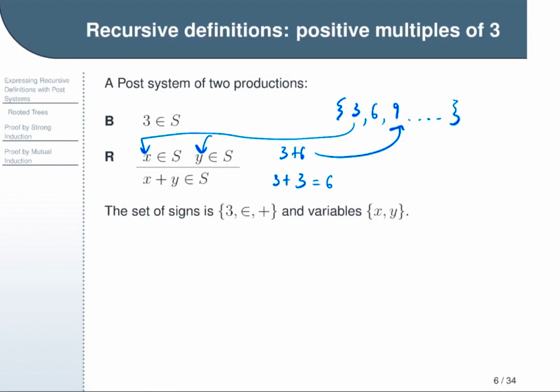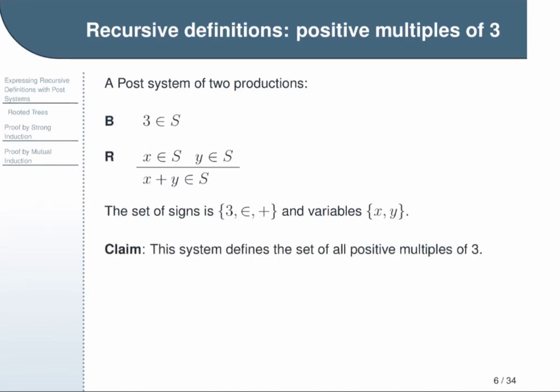Now you'll see on the next slide how we can use the POST system notation to prove that a particular element is in the set, but we also might want to characterize what exactly we've defined. So one way to start is to make a claim about what it is that we think we defined. So I could say, I think that this system defines the set of all positive multiples of 3. Now, that sounds pretty reasonable, but in order for me to feel very confident that that is actually true, I need to write a proof.